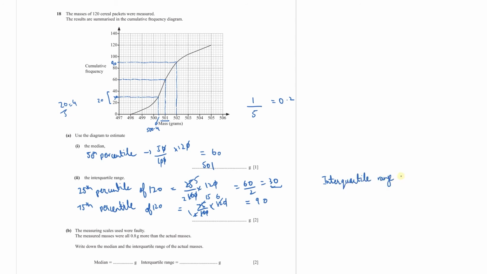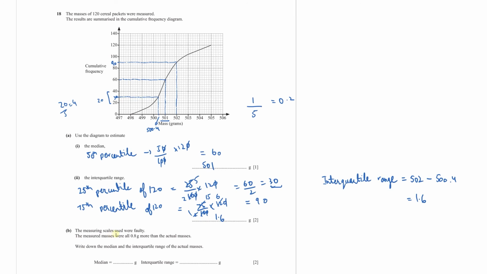range will be the upper quartile value, which is 502, minus the lower quartile value, which is 500.4. And if you subtract these, you will get 1.6. So your interquartile range is 1.6 gram.